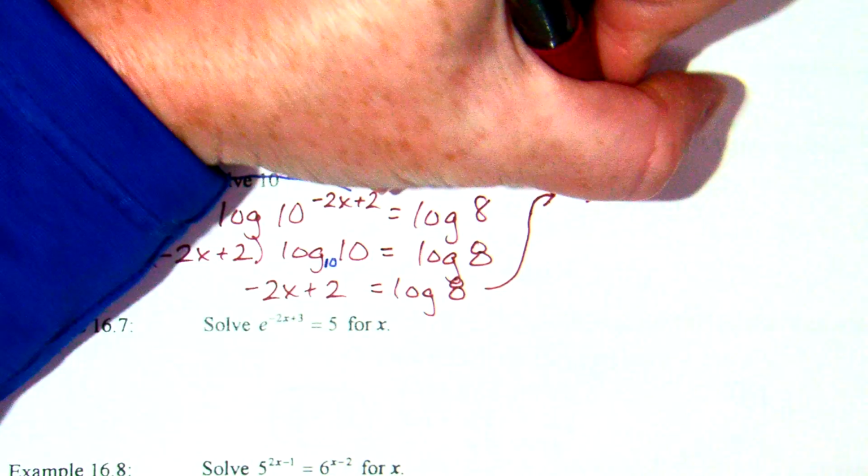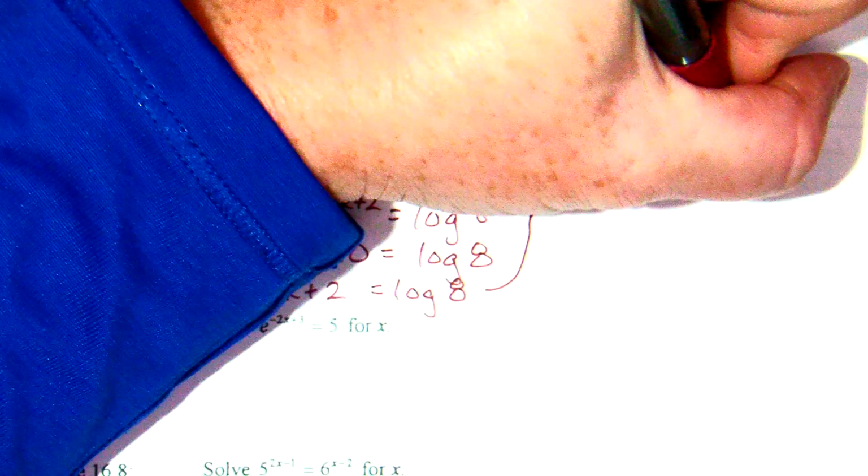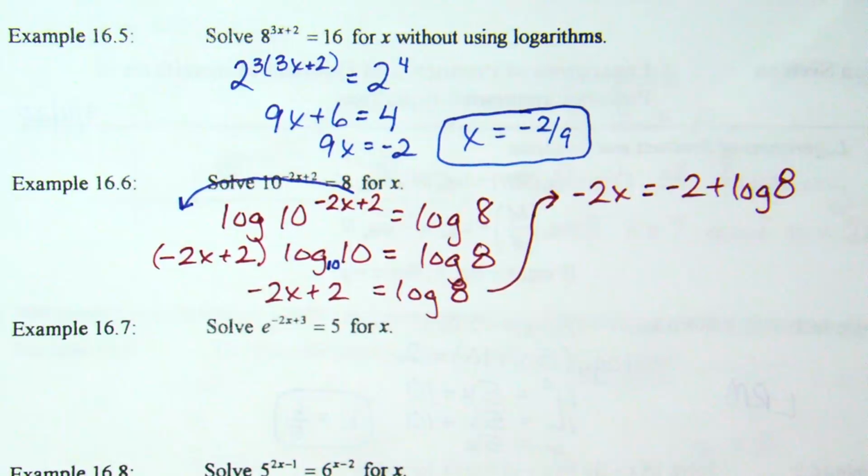Solve for x, yes? Subtract 2. I'm going to write it as negative 2 plus log of 8. You can also write it as log of 8 minus 2. Just be careful. That minus 2 is not part of the log, correct? So that would be the only advantage of writing it out front, there's no way it can magically become part of the log. Divide by the -2. So I have -2 plus log of 8 divided by -2.